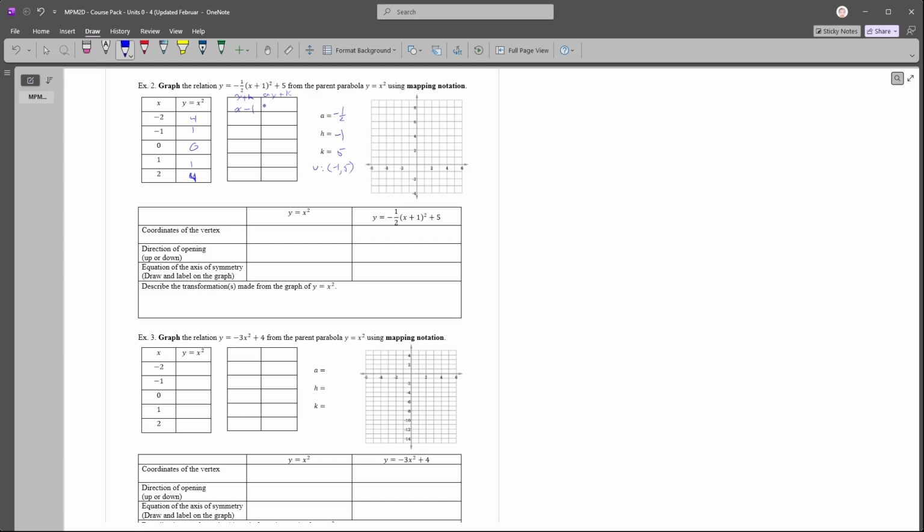Well, what is a? A is negative 1/2, multiplied by whatever y we have, and we're going to add on k, which is 5. So now we have an equation for each side. Let's just fill it out.